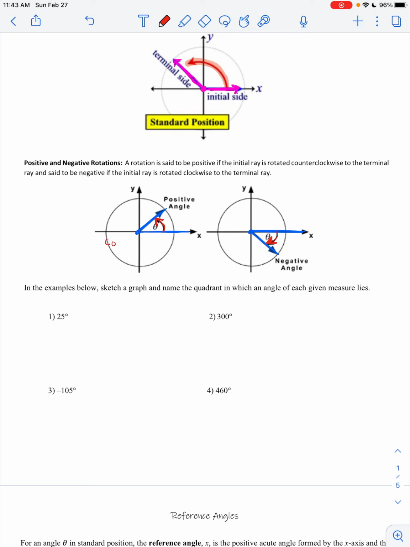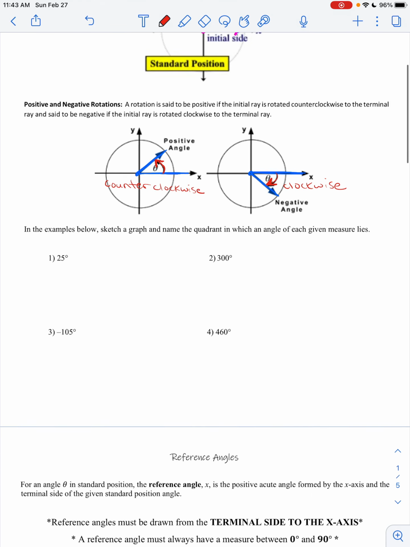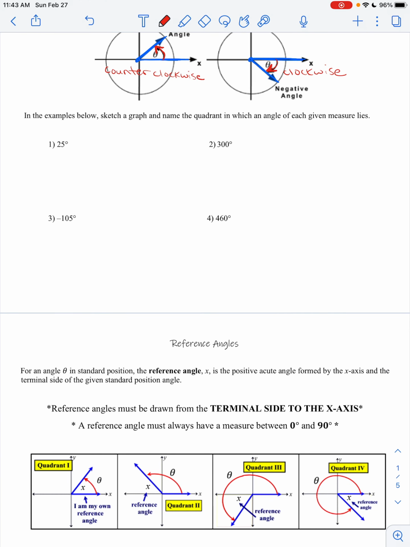So here we're rotating counterclockwise for a positive angle and clockwise for a negative angle. Now we're going to try to actually draw some angles and name what quadrant it's in.